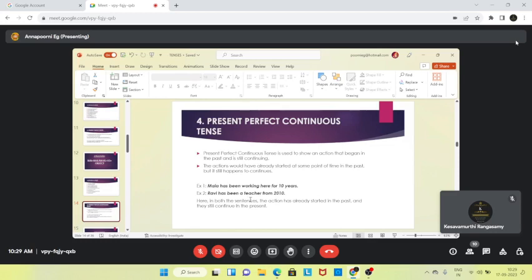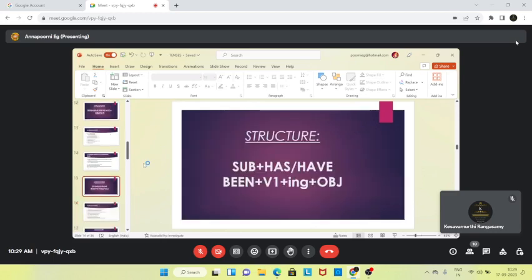Ravi has been a teacher from 2010. So in 2010, Ravi started working as a teacher and still he is doing the same profession. So Ravi has been a teacher from 2010. So what is the structure? Subject plus has or have been plus V1 plus ing plus object.